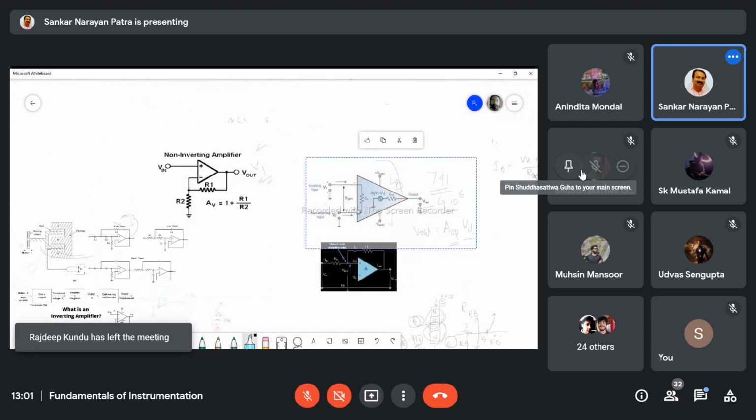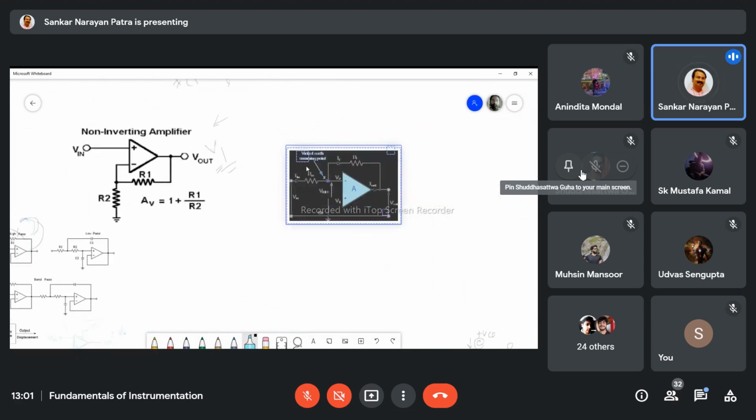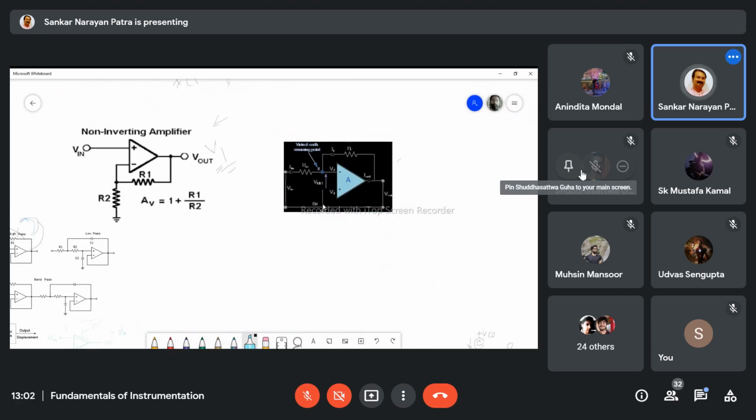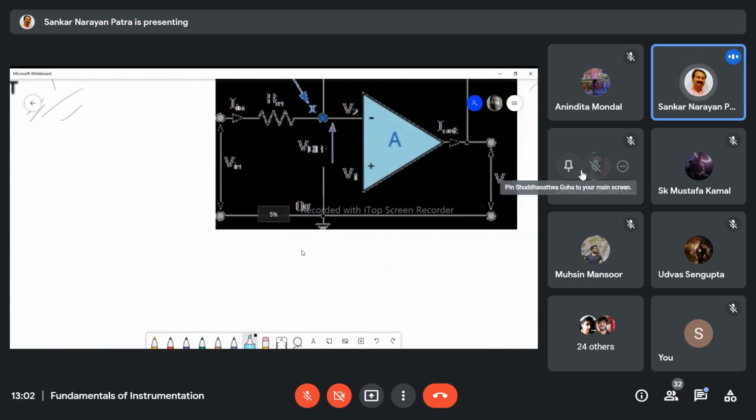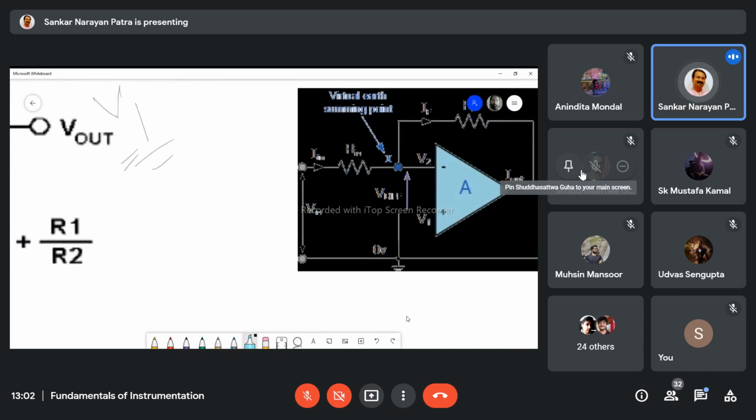So these are the terminals I discussed. Now I am going to discuss this one. So this is the inverting amplifier, and earlier was the open loop amplifier. In the open loop amplifier, the output voltage is the open loop gain into VD. And the output is not fed back to the input.